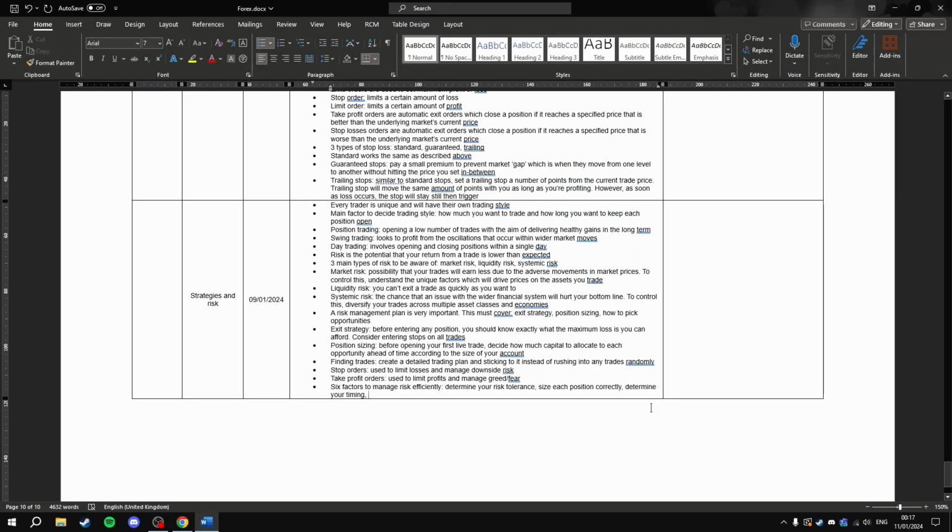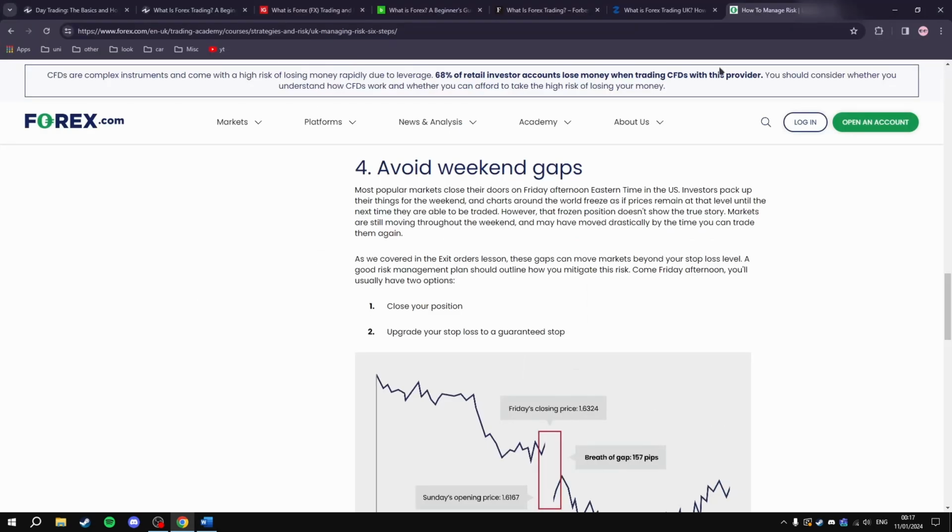Avoid weekend gaps. Most popular markets close their doors on Friday afternoon Eastern Time in the US. Investors pack up their things for the weekend, and charts around the world freeze as if prices remain at that level until the next time they're able to be traded. However, that frozen position doesn't show the true story. Markets are still moving throughout the weekend and may have moved drastically by the time you trade them again.